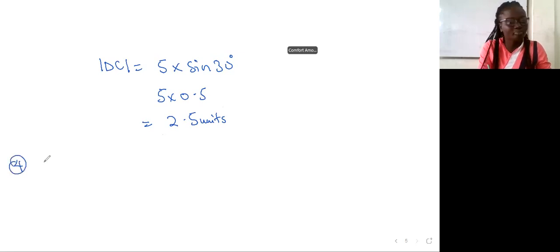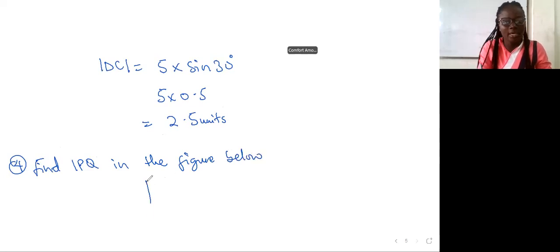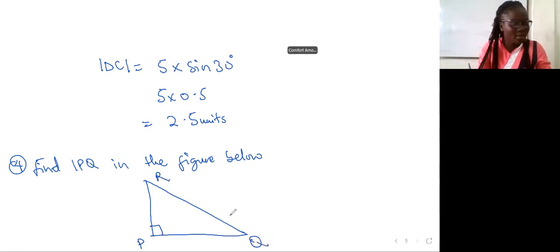So example 4, find line PQ in the figure below. And to find line PQ, this is a right angle triangle. There we have P, we have Q, and we have R. Then our angle is 60 degrees. Then we have this side, one side known as 8. Okay, so with this one, what do we do? We have to find PQ.